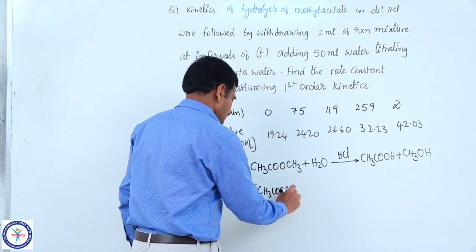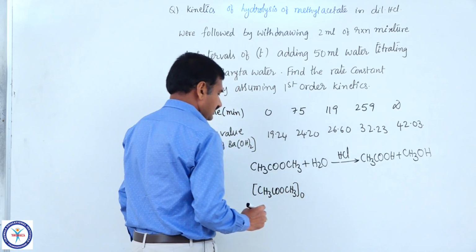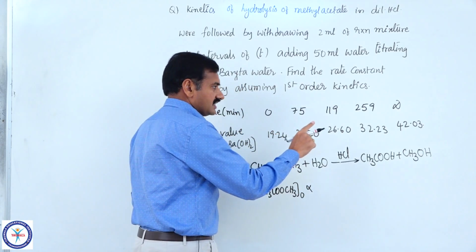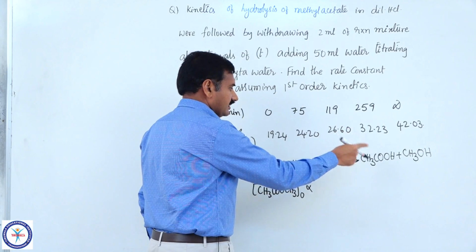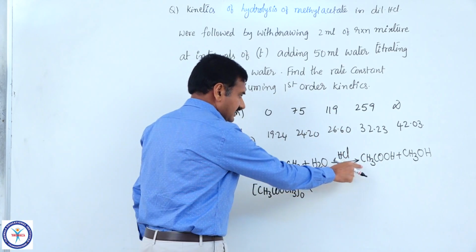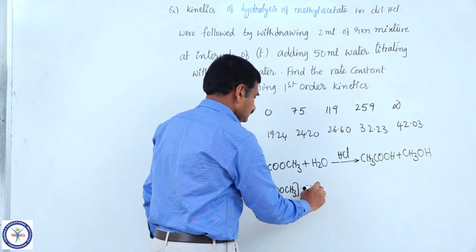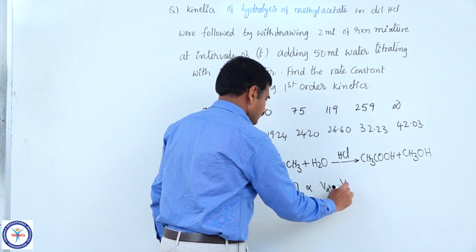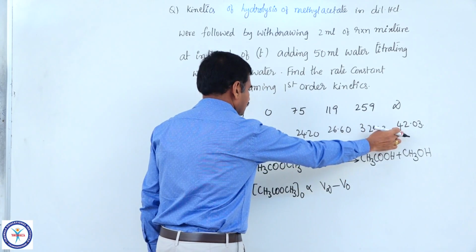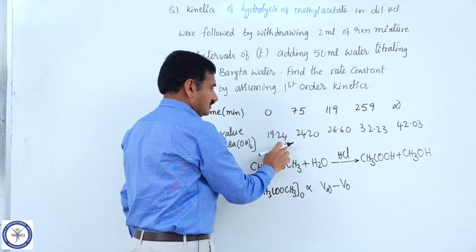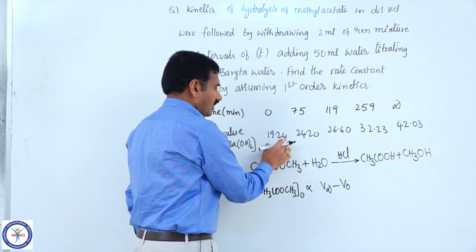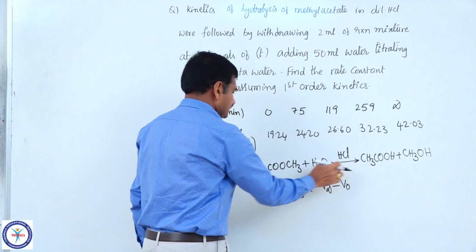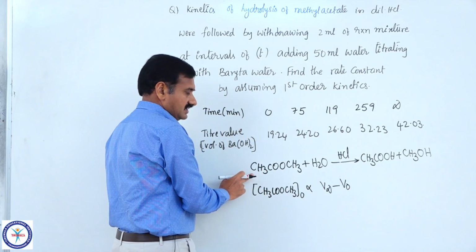CH3COOCH3 initial concentration is proportional to the volume of barium hydroxide required at time t equal to infinity for neutralization of acetic acid itself, that is V infinity minus V naught. V infinity is 42.03 minus V naught is 19.24 ml. So, the difference is the volume of barium hydroxide required for complete neutralization of acetic acid produced, that is same as the concentration of acetic acid initially taken.